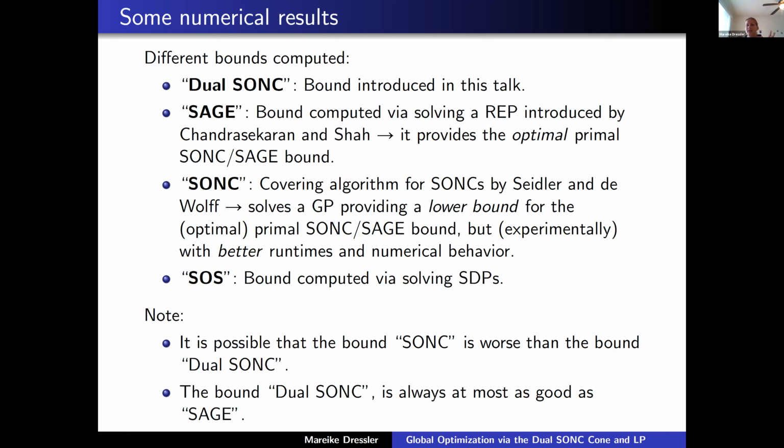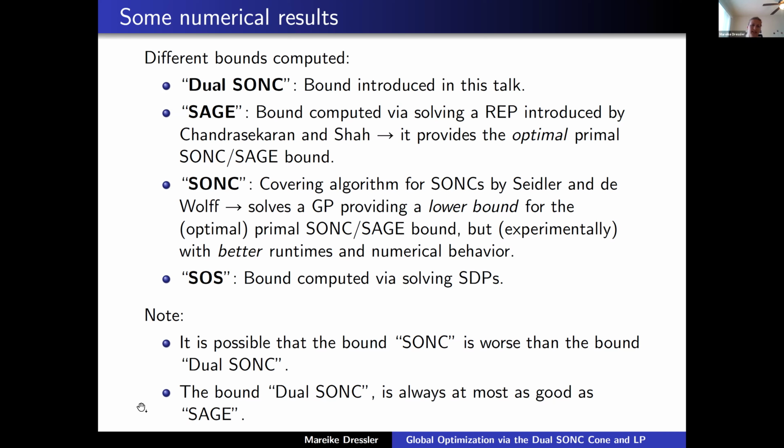How can then the primal bound be worse than the dual? This is because, as I mentioned, for the primal SONC bound we have to compute a circuit decomposition of the ground set, and it just computes a circuit decomposition. So we might end up with a non-optimal one. Hence we can really have here that the SONC bound is not as good as the dual SONC bound.